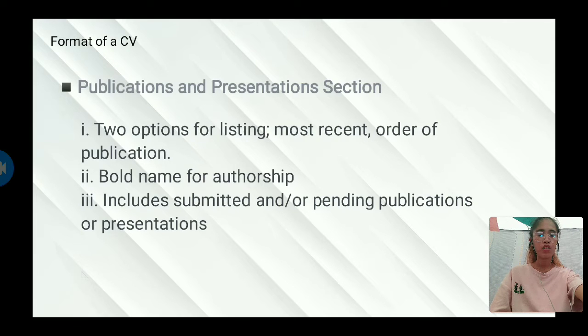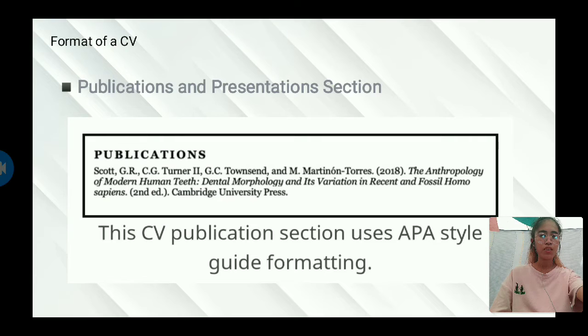So, unlike resumes, when writing a CV, kailangan naa na ang publication and presentation section, especially kung academic CV. Unless you lack publications altogether, kailangan gyapon naa ni siya. There are 2 options for listing your publications and presentations: pwede most recent or ang oldest first. And then, naka-bold dapat ang name for authorship. And you have to include submitted or pending pa lang publications. Naa'y example sa publication section. Kaning example has APA style guide formatting.